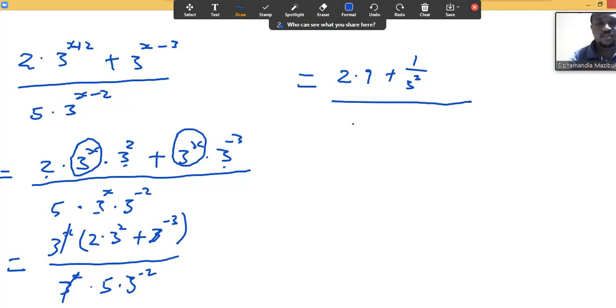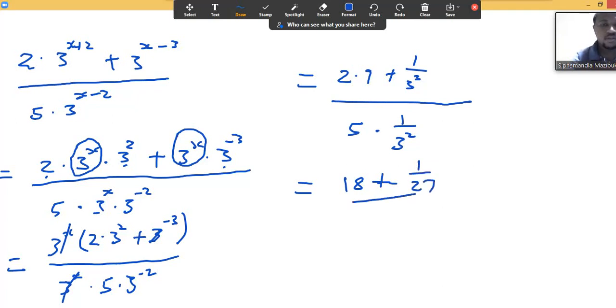And then we do the same thing here. We have 5 multiplied by 1 all over 3 squared, because we're changing the sign to make it positive. Then this is equal to 18 plus 1 over 27, all over 5 times 1 over 9.